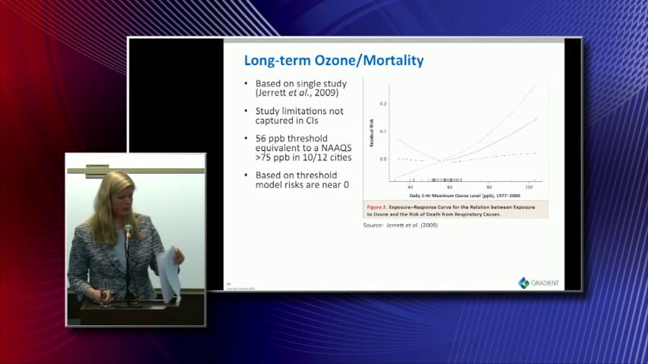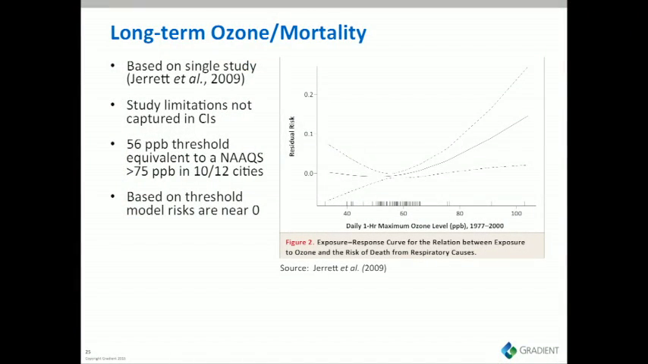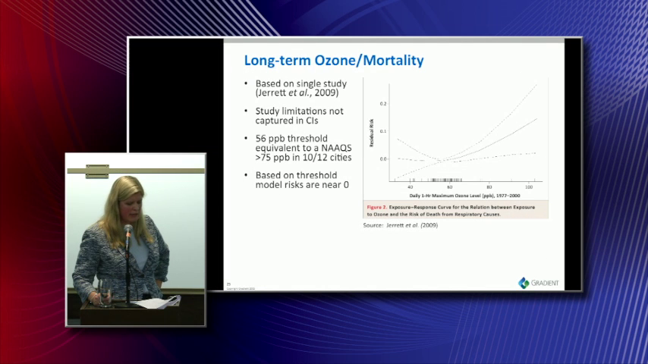And just briefly, I wanted to touch on EPA also looked at long-term ozone exposure and particularly respiratory morbidity. Now, this analysis is even more uncertain than the short-term mortality because it's based on a single study that found a positive effect, and this is the Jarrett study. This study has limitations. These limitations are not captured in confidence intervals.